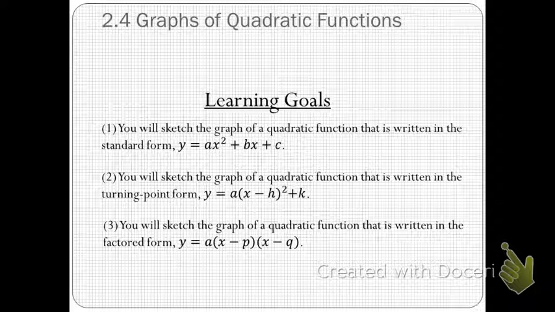And then in the next video, for learning goal 2, we'll look at a quadratic function whose equation is written in turning point form, which is right here. And we'll learn the method for graphing a parabola when its equation is written in that form. And if you remember what we learned about horizontal and vertical translations in the last chapter, you'll already kind of understand that form just from looking at it.